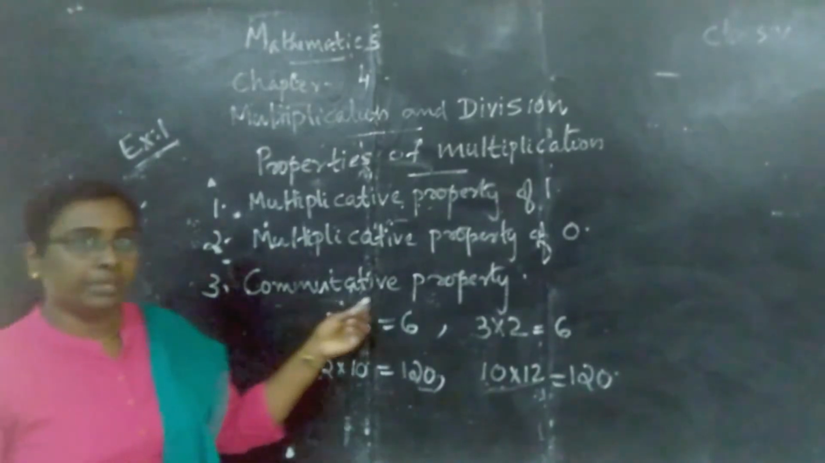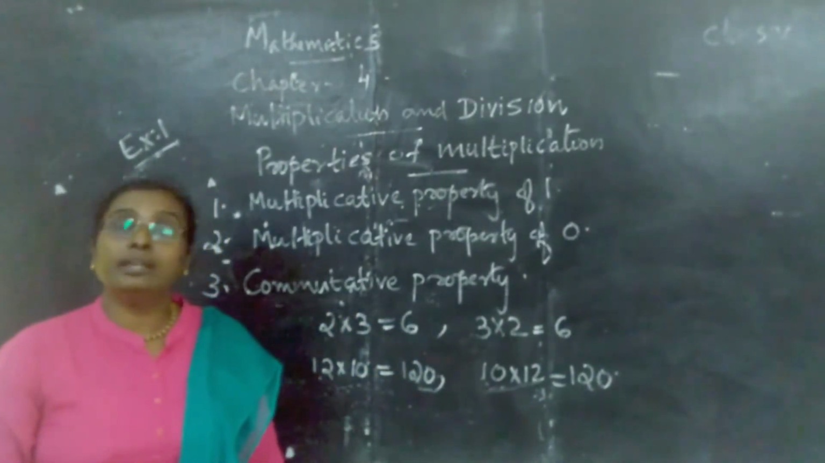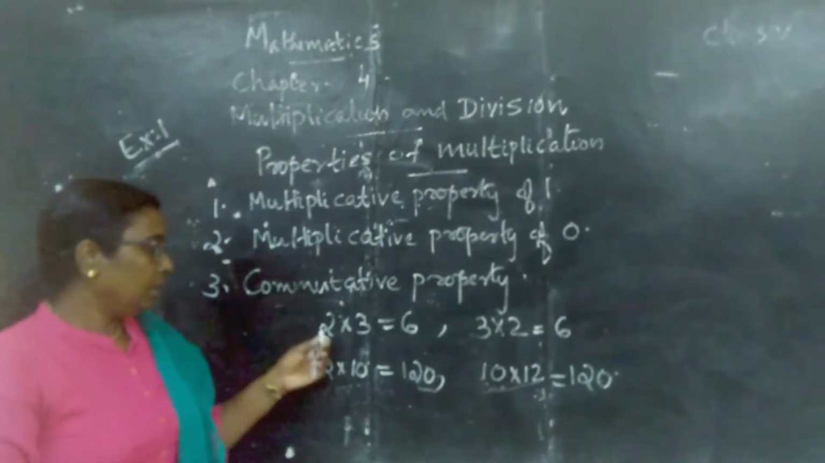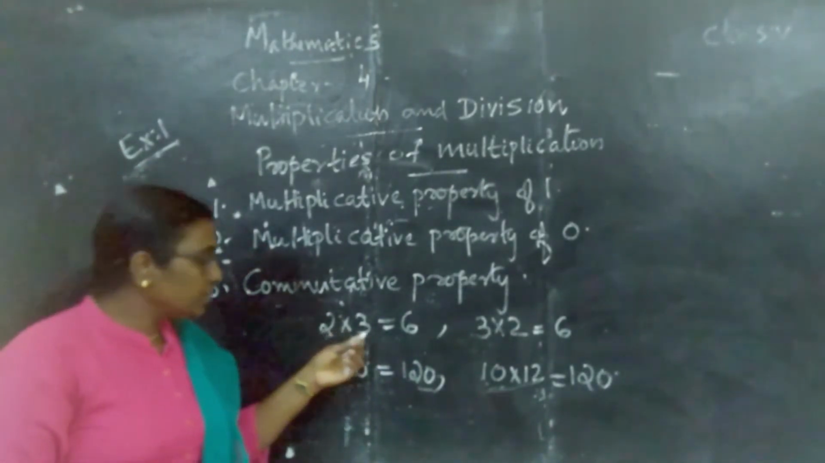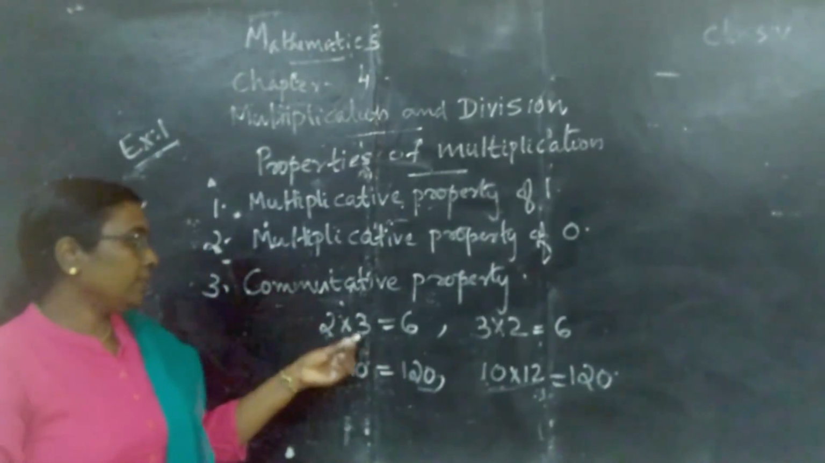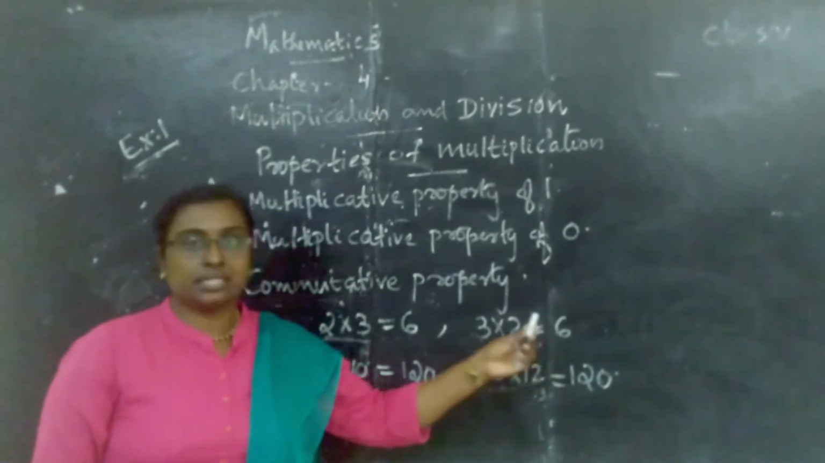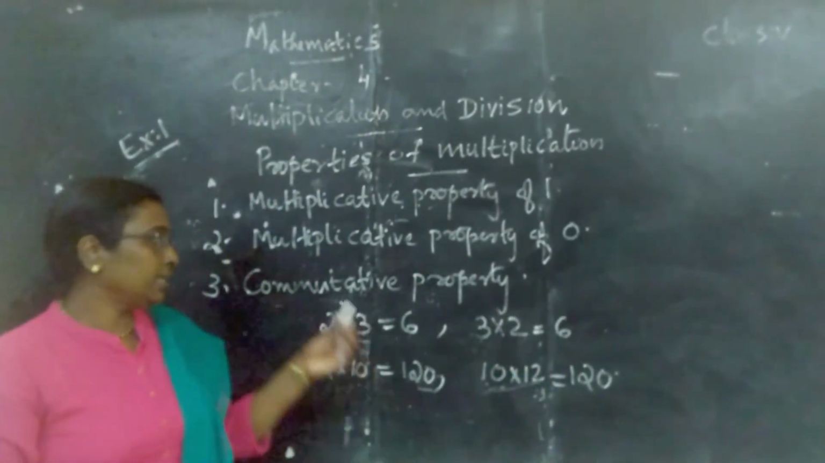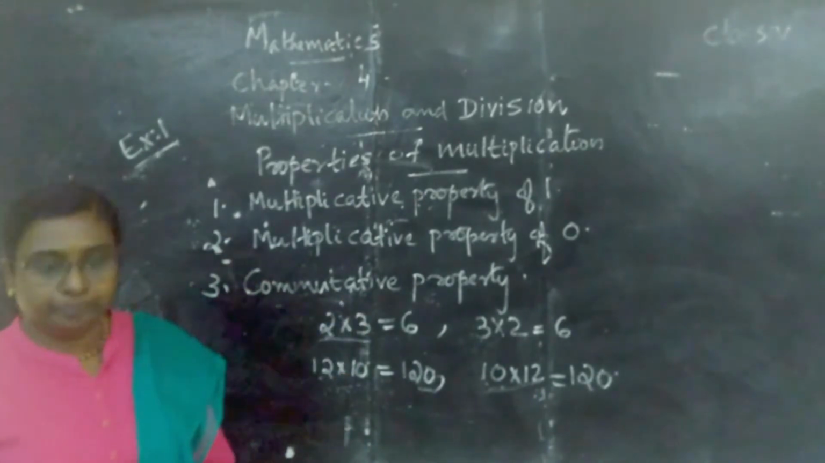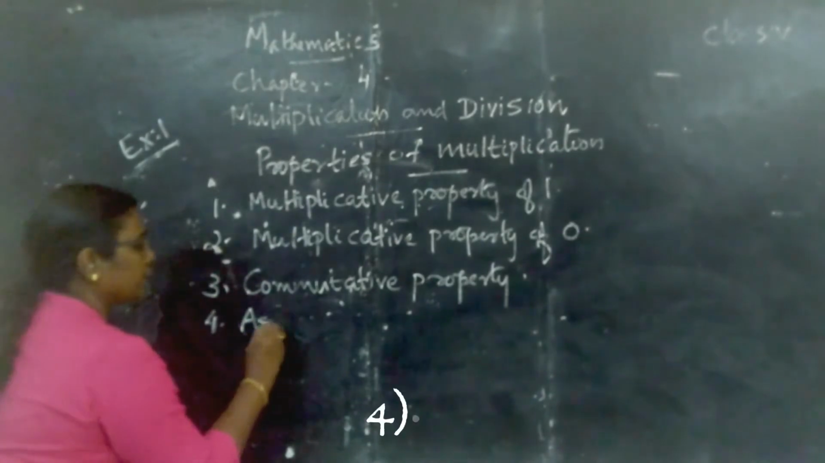Okay. Commutative property states that two numbers can be multiplied in any order. Here we take the two numbers 2 and 3. 2 into 3 is 6. If we change this order, that is 3 into 2, that is also 6. That is, two numbers can be multiplied in any order. That is the commutative property. Okay. The fourth property is associative property.